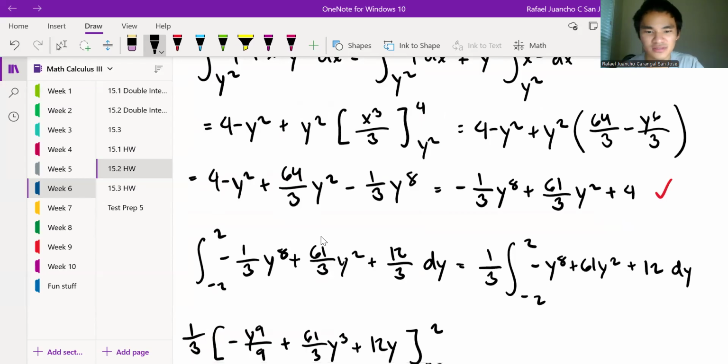Gosh. Yeah, so I'm right with the first part when I integrate it. So 4 plus 61 over 3y squared minus 1/3 y eighth. And I have a 4 here.